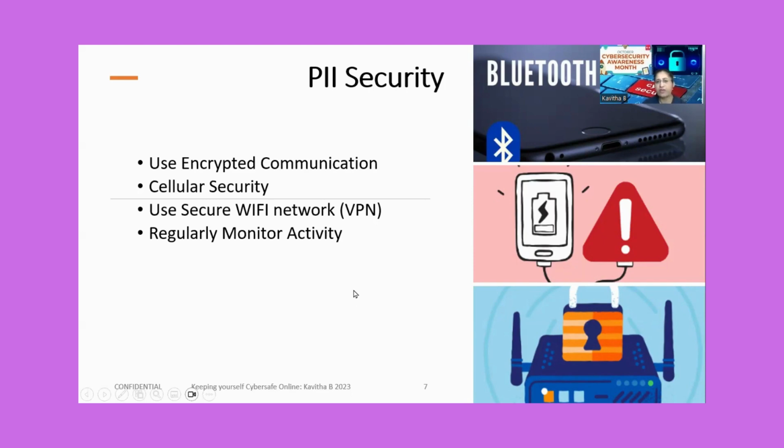Then use secure Wi-Fi networks. It's always advisable to use a VPN so that your communication is properly encrypted and also your IP address is masked. So it would be better to use a secure Wi-Fi connection anywhere that you are outside, or even at home, have it secured. Regularly monitor your activity on your devices so that if there is anything unusual, you can take action immediately.